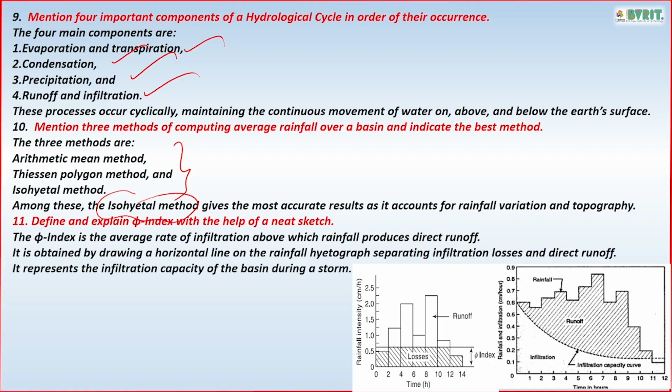Actually, Horton has given a curve for this infiltration. The second figure gives Horton's infiltration capacity curve. Once you draw the hyetograph and superimpose the infiltration curve on that, the portion above the infiltration curve represents basically this runoff volume or direct runoff.